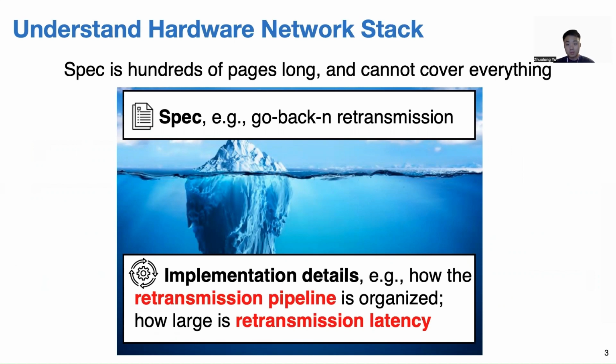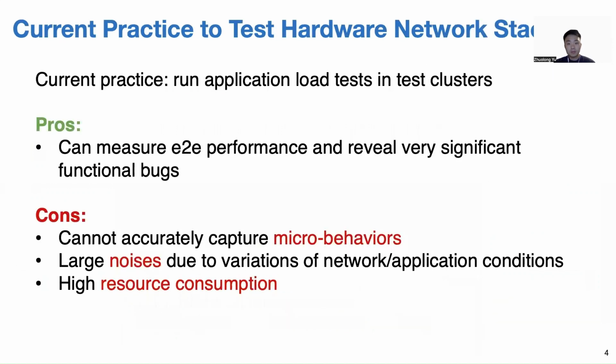While reading the specifications is helpful, it may not cover enough details of actual implementation. For example, how the retransmission pipeline is organized, and how large should we expect the retransmission latency to be. The current practice to test hardware network stack is to run end-to-end applications in test clusters. In this way, we can measure end-to-end performance and review functional bugs.